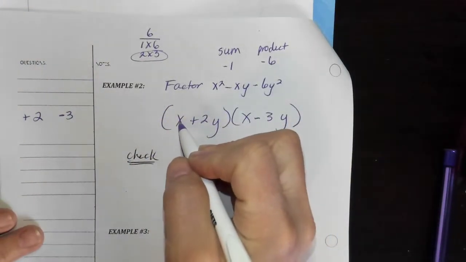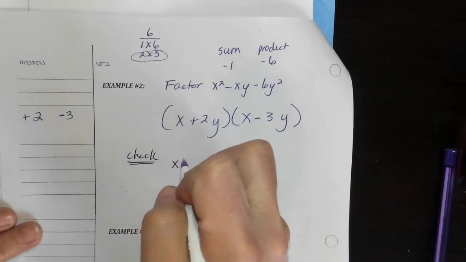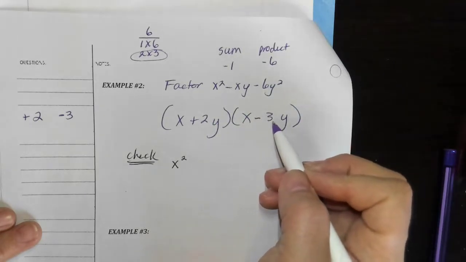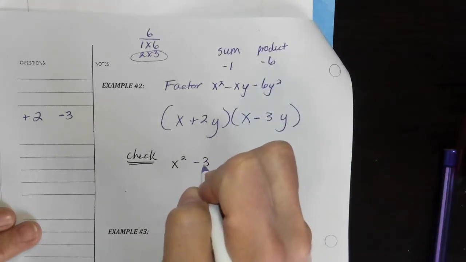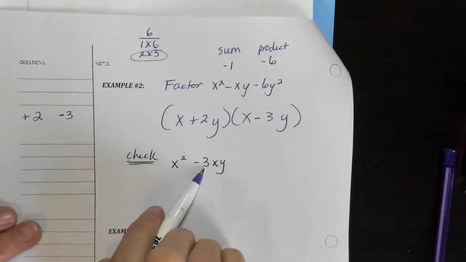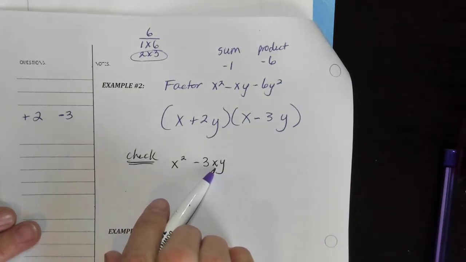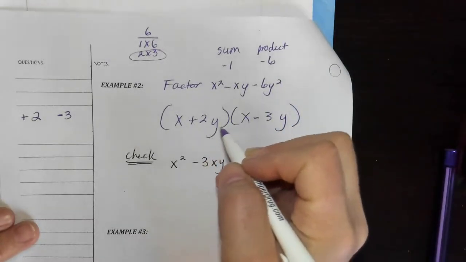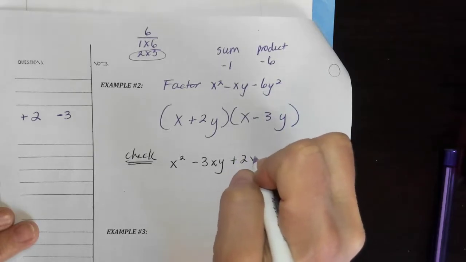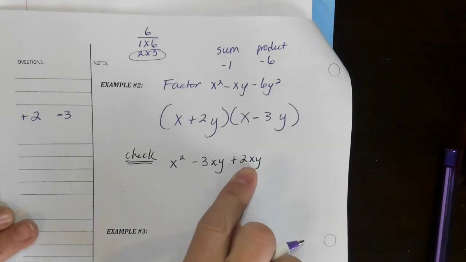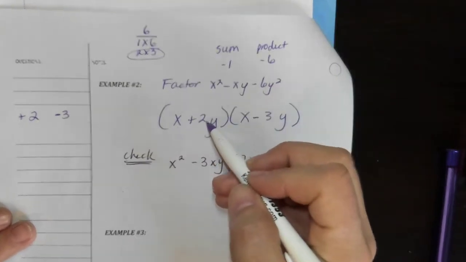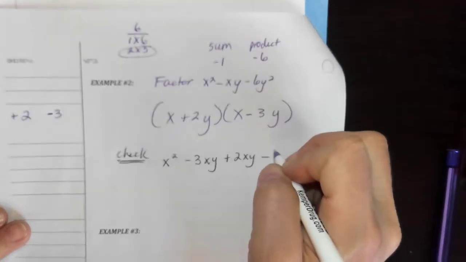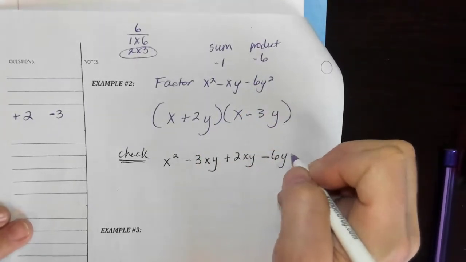So remember, FOIL says take first times first, and x times x is x squared. Outside will be x times a negative 3y, which is a negative 3xy. Remember, the coefficient goes first, and then we're going to put the variables in alphabetical order. My inside terms are 2y times x, or a 2xy, again putting it in alphabetical order. And my last terms are 2y times a negative 3y. 2 times negative 3 is negative 6, and y times y is y squared.